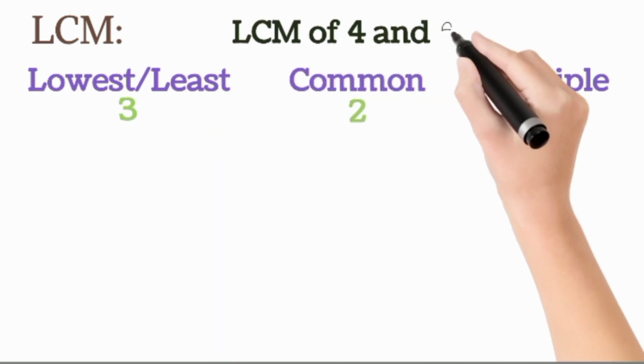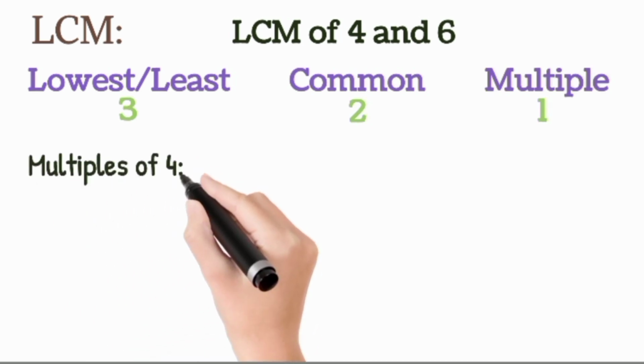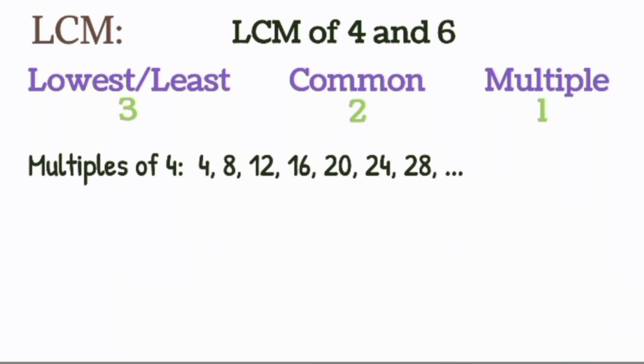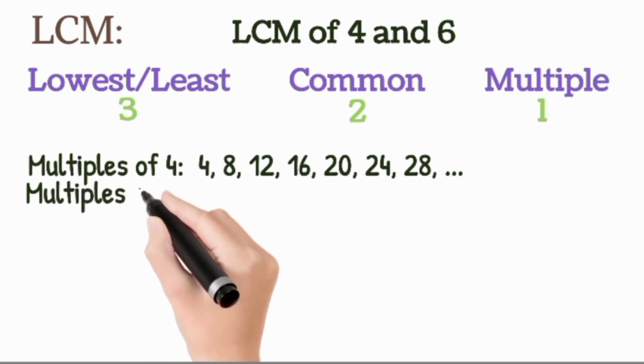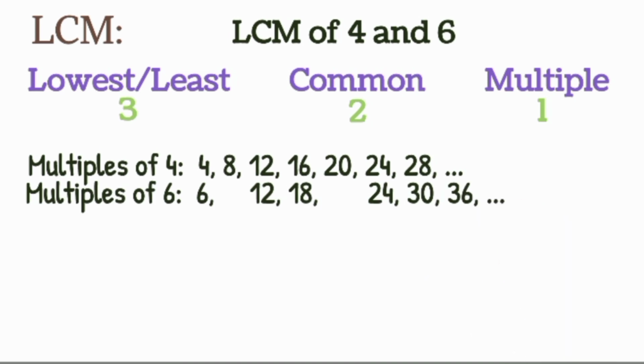Let's find out the LCM of 4 and 6. First, make a list of multiples of 4 and 6. So multiples of 4 are 4, 8, 12, 16, 20, 24, 28 and so on. And multiples of 6 are 6, 12, 18, 24, 30, 36 and so on.